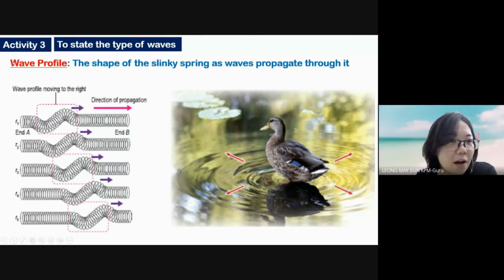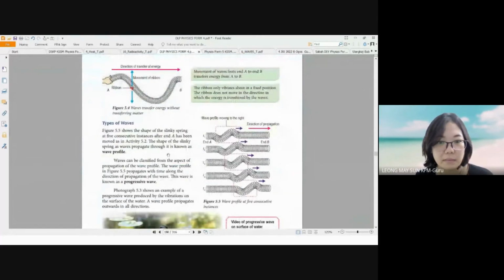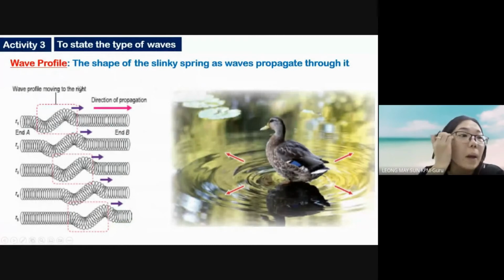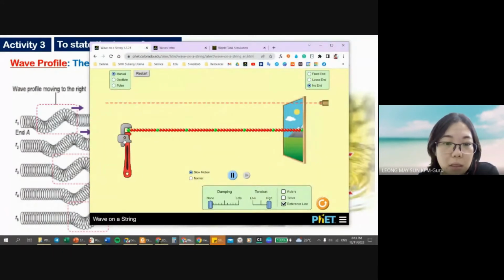All right. Wave profile. The wave profile definition is the shape of the slinky spring. Let's go to the definition from the textbook. They do give this, but normally they won't ask for this definition. Wave profile is the shape of the slinky spring as the wave propagates through it. For example, me moving here, this particular movement, this particular disturbance, will be considered as the wave profile.